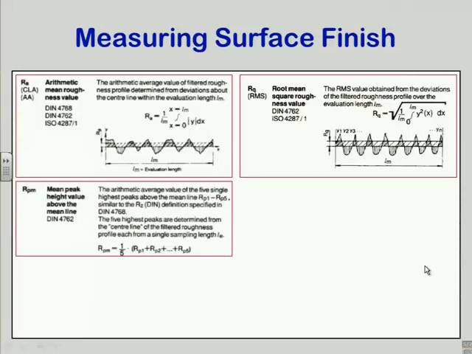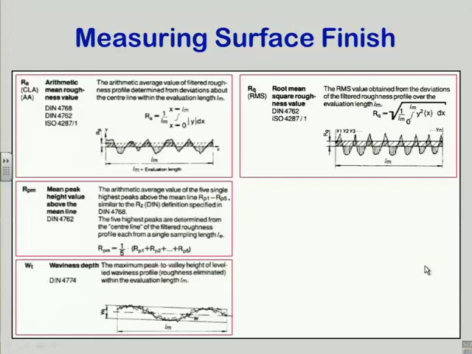Rpm, P stands for peak, M for mean. It says here it's the arithmetic average of the 5 single highest peaks above the mean line. So this is giving me a more fine distinction about peak height. They're not averaging everything, but just the 5 biggest guys, okay? So that'll be a very different number than either of the other two.